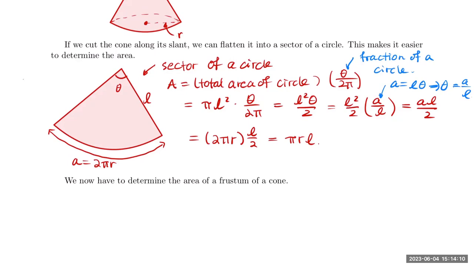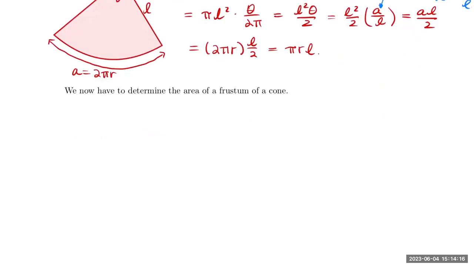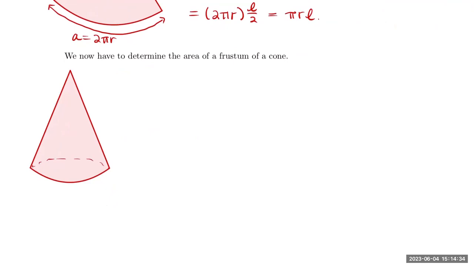Okay, so now we just have to determine the area of a frustum of a cone. So say that we have a cone, once again. So this is our cone, of slant height L. So we have this here. And we also have another frustum. So this is called the frustum, which is sort of like the portion of a cone. And we have this part here. Oh, let me fix that one. Okay, so that's close enough.